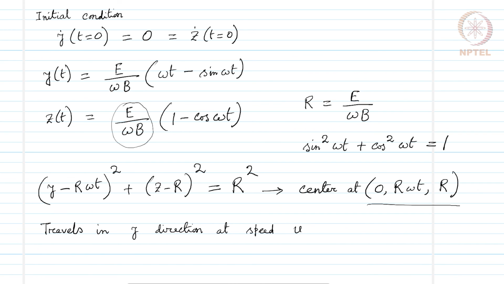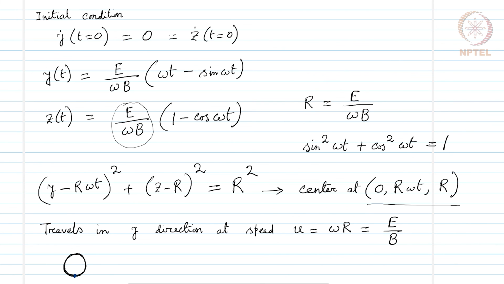How much speed? U equals omega R, that means E over B. It travels along the y direction at a constant speed. So, what is the trajectory of the particle? How are we finding this? If we consider a circle like this, and if there be a charge, there be a particle like this here. Okay, let us not start from there. Let us start from here.